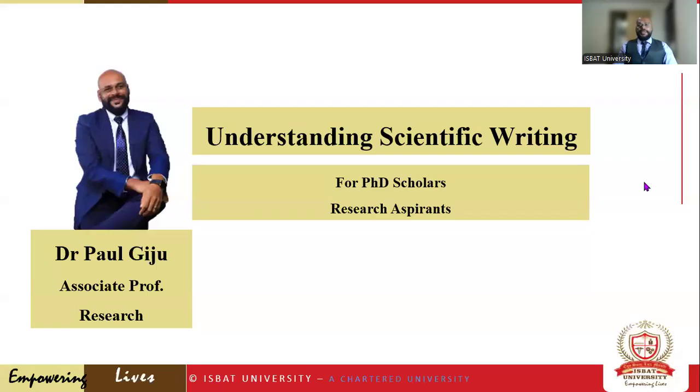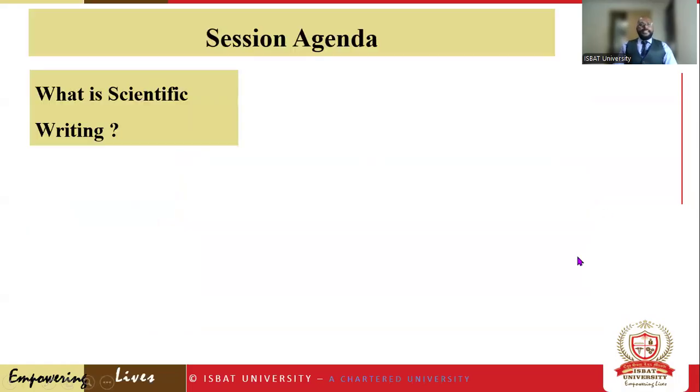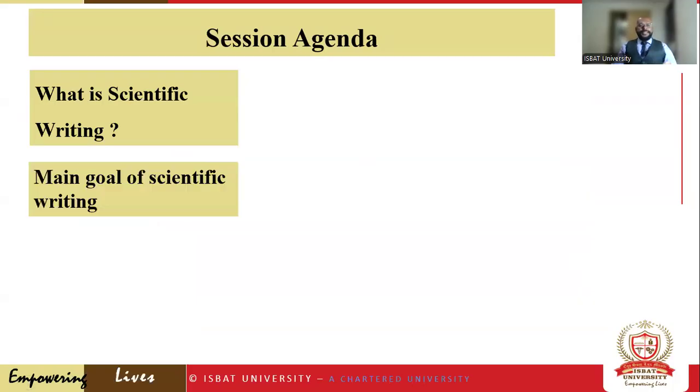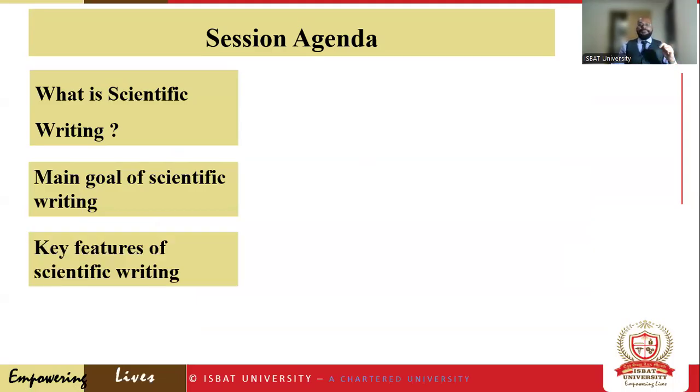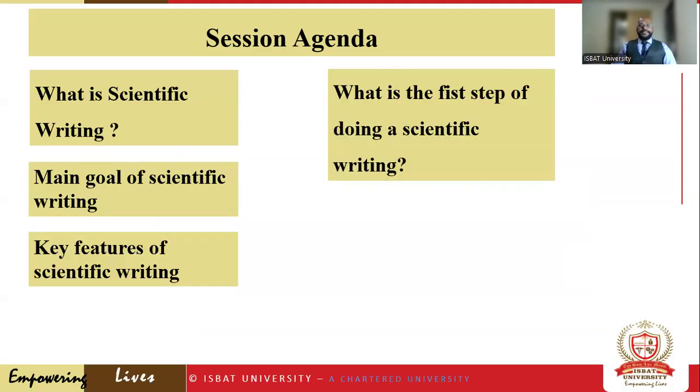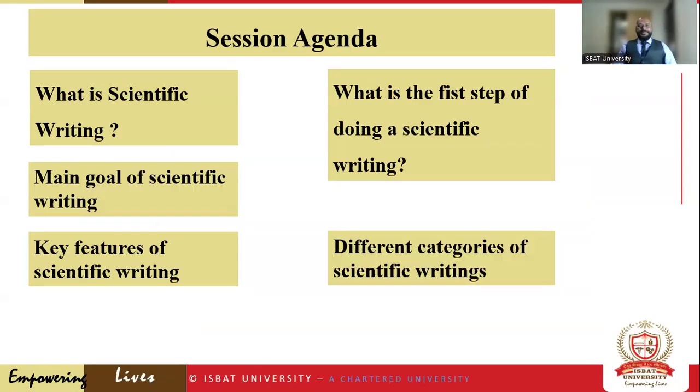So today we are going to talk about scientific writing. The purpose is understanding scientific writing, and let's quickly move into the session agenda. Today I'm going to talk about what scientific writing is, what the main goals of scientific writing are, then the key features of scientific writing, what the first steps and succeeding steps are if you want to do scientific writing, and the different categories of scientific writing.